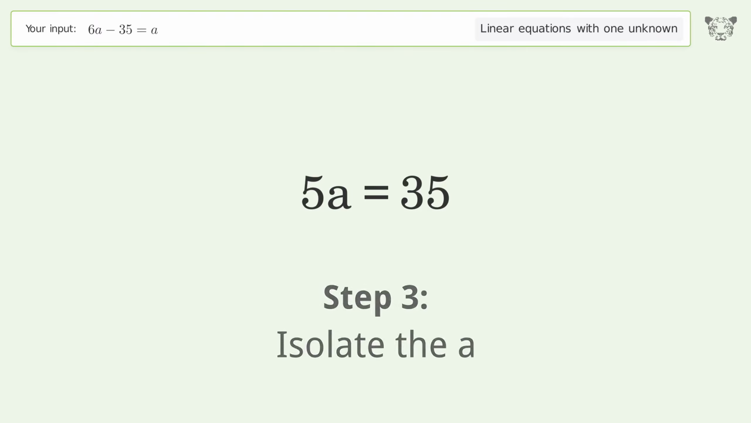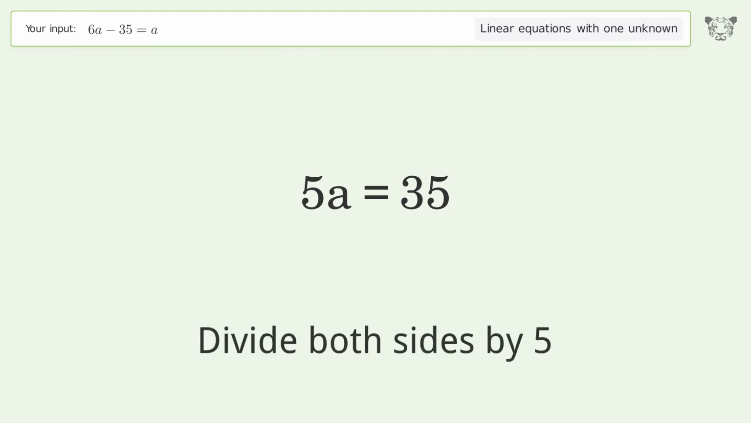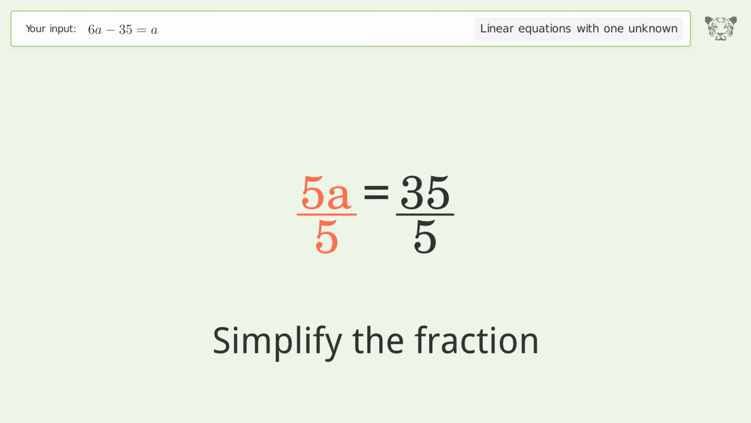Isolate the a. Divide both sides by 5. Simplify the fraction.